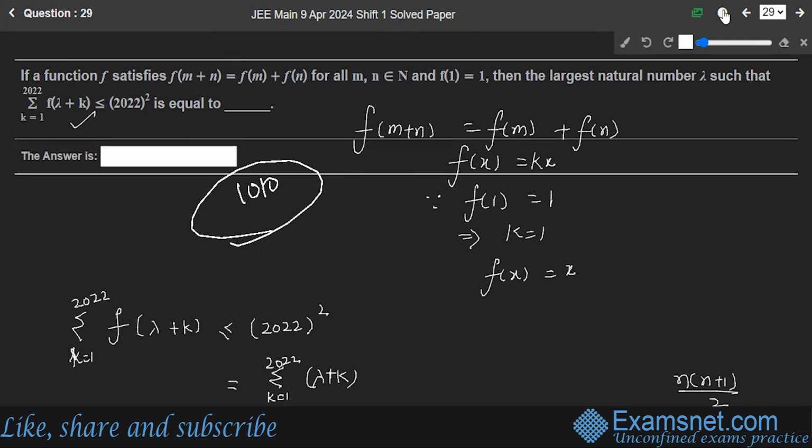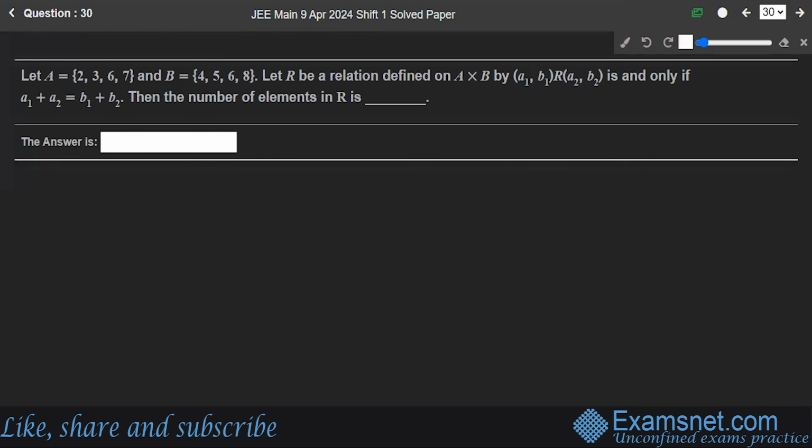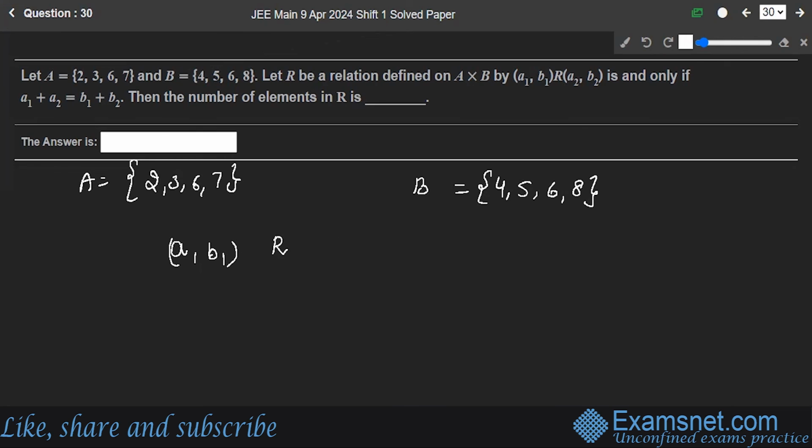Hope you got that. Let's move towards the last question of this paper. So question number 33: let A be this set, B is this set, R is a relation defined on A cross B such that (A1, B1) is related to (A2, B2) if and only if A1 plus B2 is equal to B1 plus A2, and the number of elements in the relation R is, you have A, the elements 2, 3, 6, 7, B is 4, 5, 6, 8.